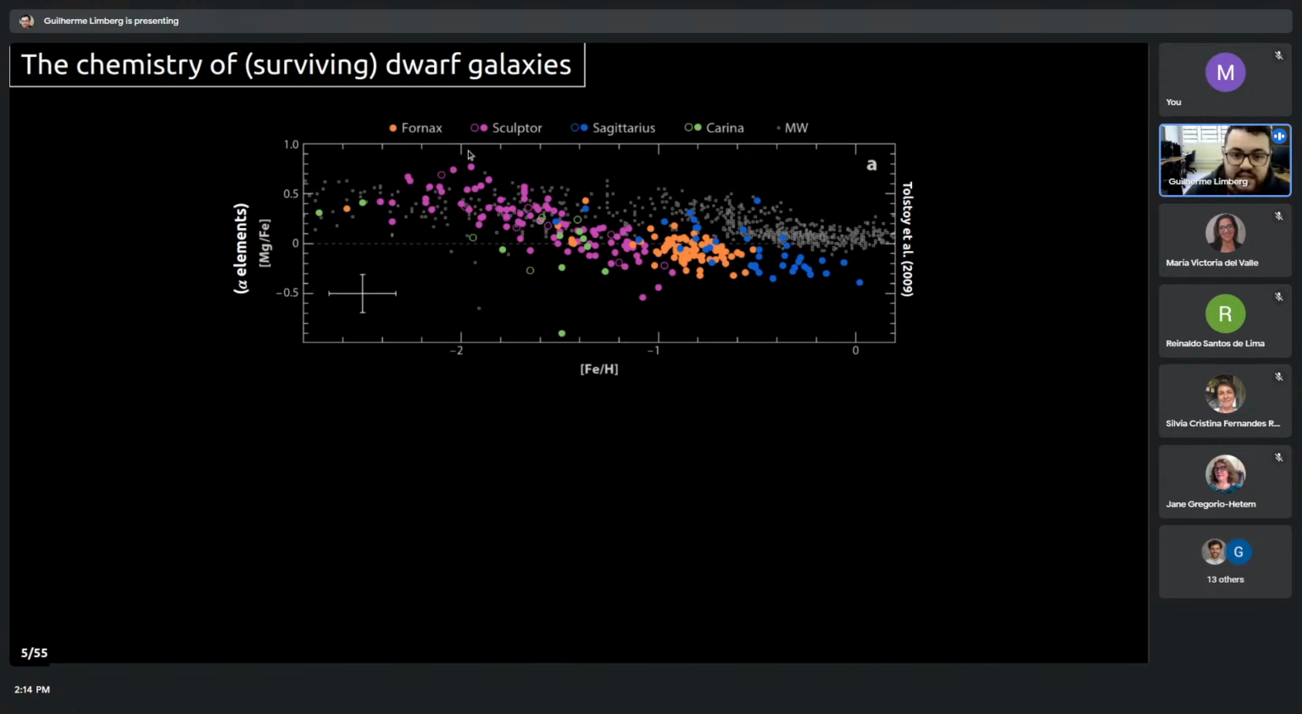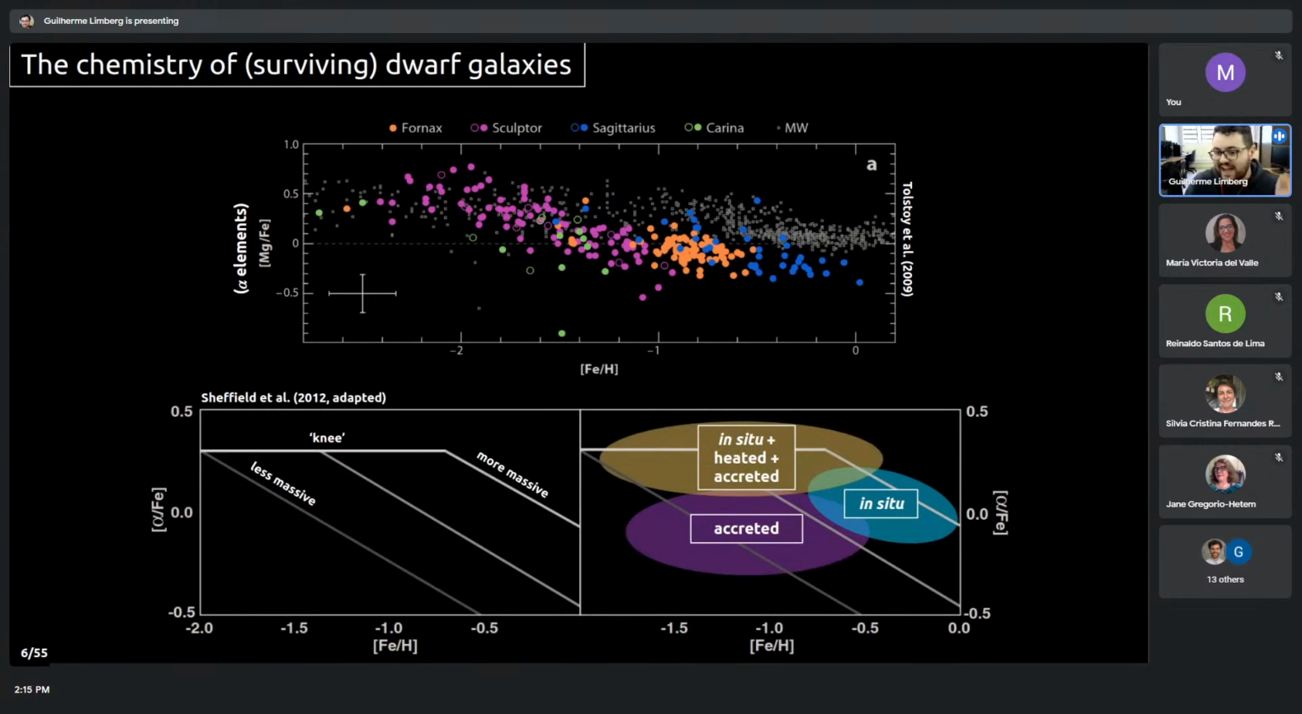Furthermore, we can see that, for instance, the Sculptor dwarf galaxy, here represented by these pink points, or magenta or purple, I don't know, follows a very cohesive sequence in this chemical abundance space. The ratio of magnesium over iron declines with increasing metallicity in a very consistent way. So this is very characteristic of a very simple chemical evolution history experienced by this dwarf galaxy. And this is another way to see this.